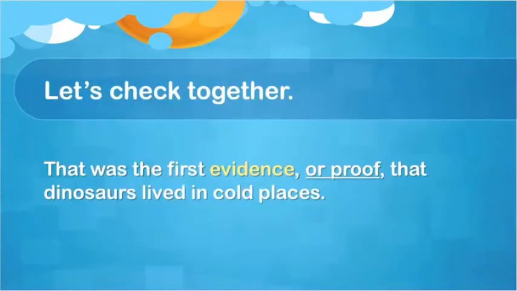Let's take a look at the second sentence. It says, that was the first evidence or proof that dinosaurs lived in cold places. The important word in this sentence was evidence. The author followed it by a comma, which signaled to me, the reader, that the author was about to tell me the definition of evidence. In this sentence, evidence means proof.